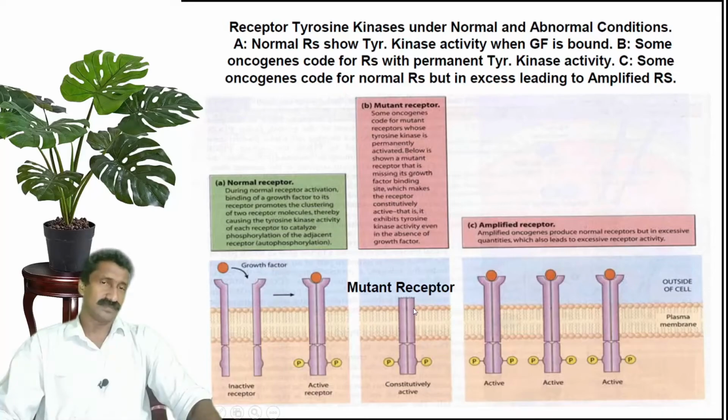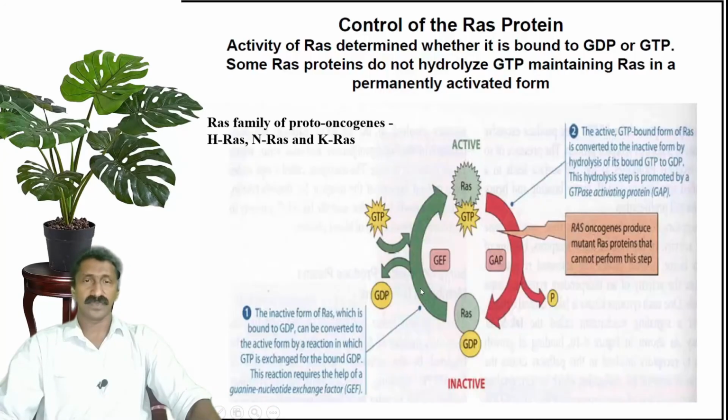the fusion protein. In the fusion protein, this region is contributed by tropomyosin, and this is by the tyrosine kinase. So the gene is in a constitutively active state, and this doesn't require any external growth factor stimulus. So this type of mutant receptor is the reason for a constitutively expressed state or mutant state.